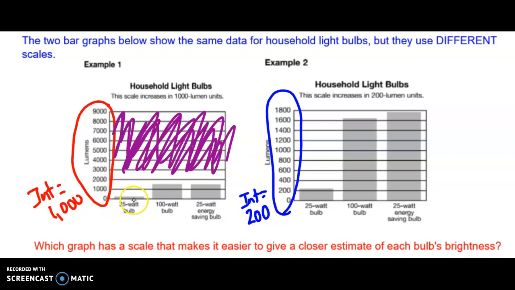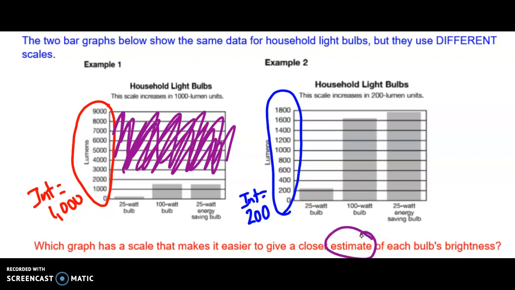It's really hard to figure out because that's such a big jump between 0 and 1,000 to kind of guess where that's actually at. But if I look over here at example 2, we don't have any wasted space. And when I look at this, because the interval is only 200, I can see that this 25-watt bulb is slightly above 200. It's definitely not up at 300, but it's somewhere between 200 and 300. I might say 230, 240, but I can make a better estimate, which is what was being asked.